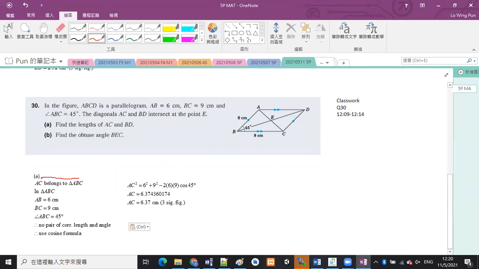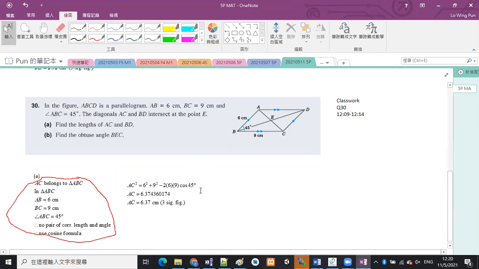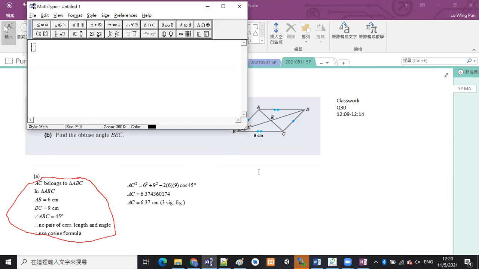This is the thinking steps. In the real solution, you don't need to write this down, but I would like to show you what I think, what I need to think. Okay. And we also need to find BD. BD belongs to, so you can choose either triangle BCD or BAD. Both are okay. So BD belongs to triangle BCD. So let me choose triangle BCD.